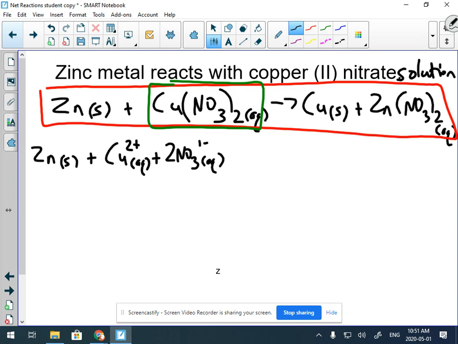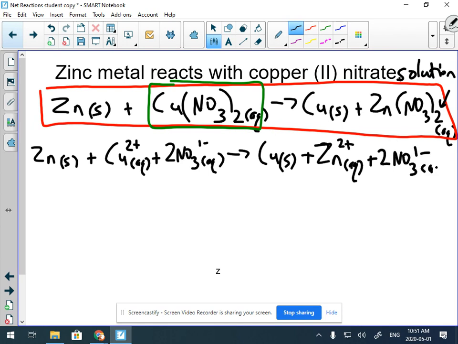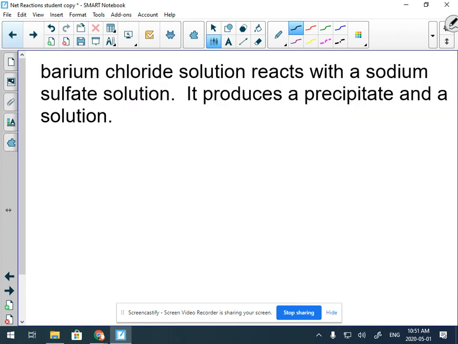All right. Arrow. Okay, copper solid, leave it alone. Perfect. And then we have zinc ions, because that's aqueous. I'm going to break that up. And how many nitrates do I have? 2. 2 nitrate ions. Okay. This is the non. This is the total. Okay. Total shows everything that's aqueous breaking up. All right, let's try another one.